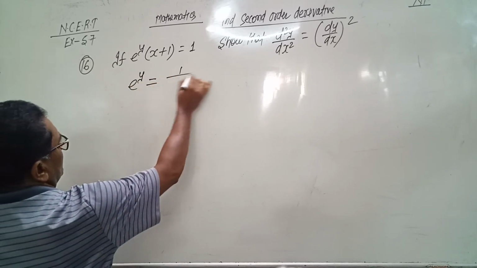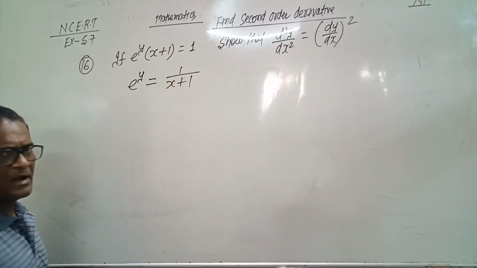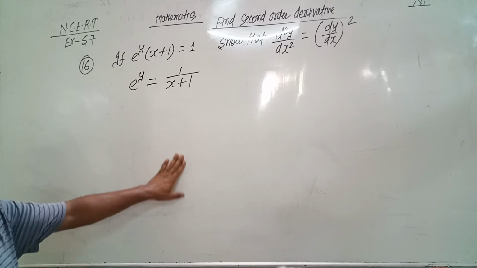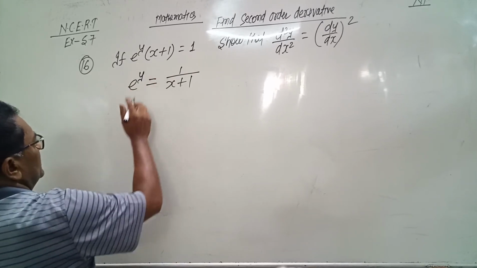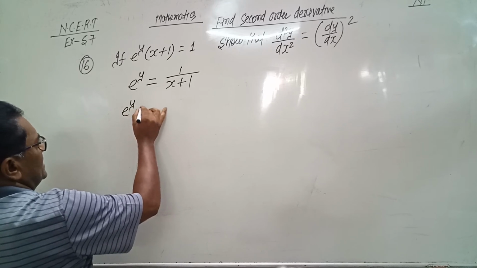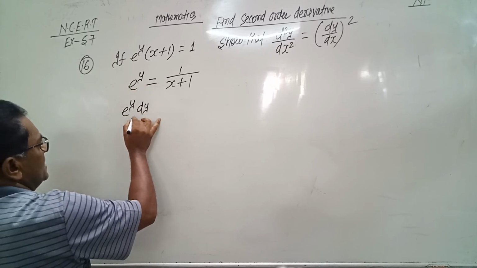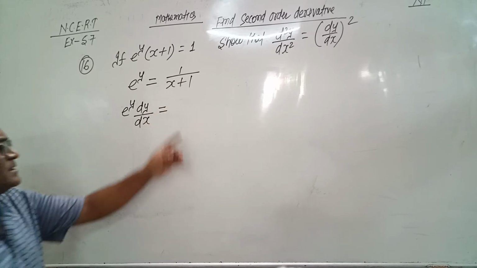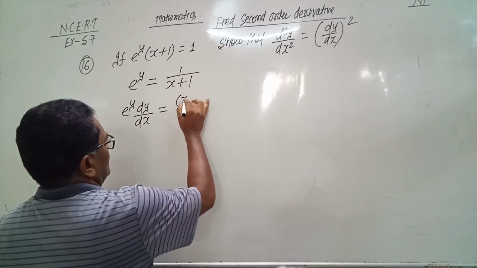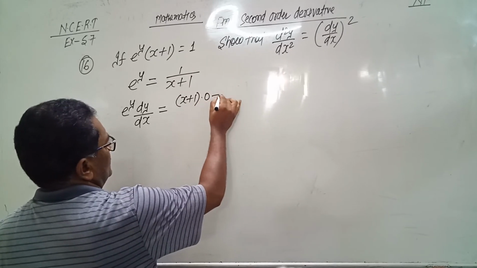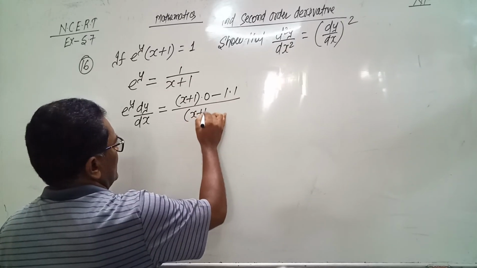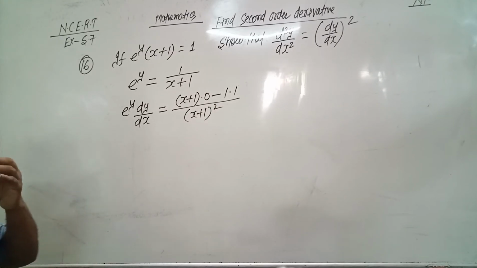So e raised to the power y is written as 1 by x plus 1. Now differentiate both sides with respect to x. So differentiation of e raised to the power y is e raised to the power y, then drop e and differentiation of y is dy by dx. Now differentiate this using the formula u by v. So v as it is, differentiation of 1 is 0, minus 1 as it is, differentiation of x plus 1 is 1, upon v square, x plus 1 the whole square.